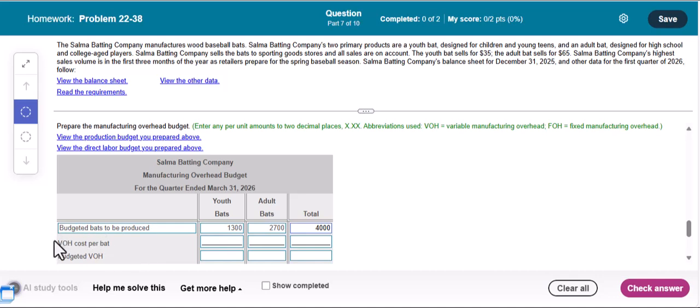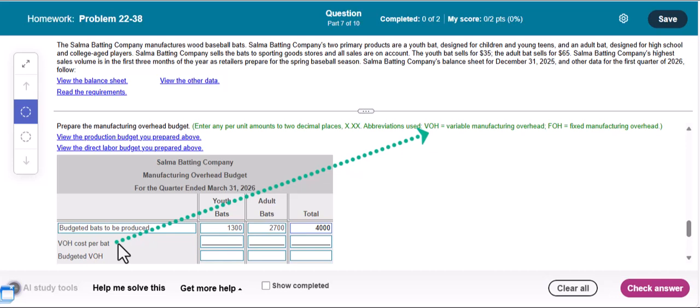So the next thing we need to calculate is the variable manufacturing overhead per batt, this VOH. Now, some overhead costs are variable, meaning that the more batts you produce, the more overhead there is. So this could be anything like electricity for the machines that create and manufacture the batts. So the more batts you make, the longer machines are used, and the more electricity they use. Therefore, it is a variable overhead cost.